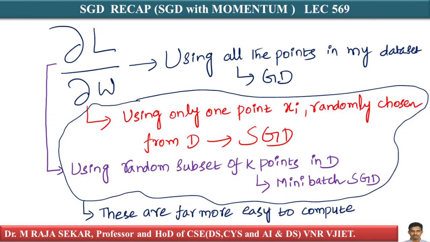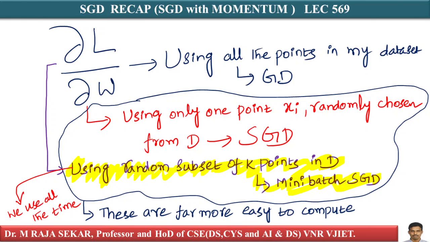In practice, in today's modern deep learning, these two are the most used. Which two are most used? SGD and mini batch SGD. To be truthful, this is what we mostly use. So we use mini batch SGD all the time. We don't use gradient descent. Gradient descent means taking all the points, isn't it? Yes.